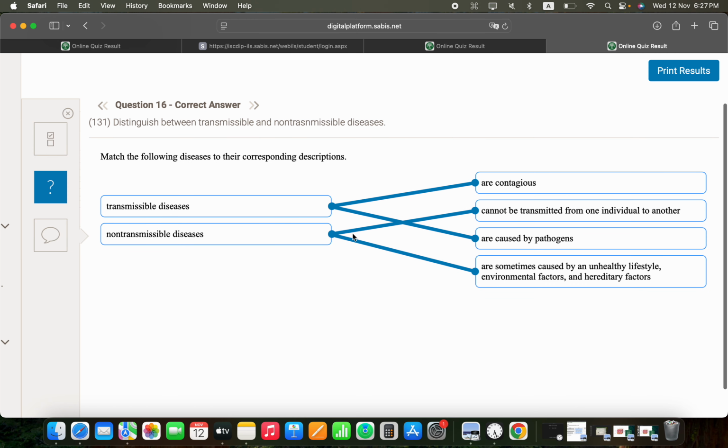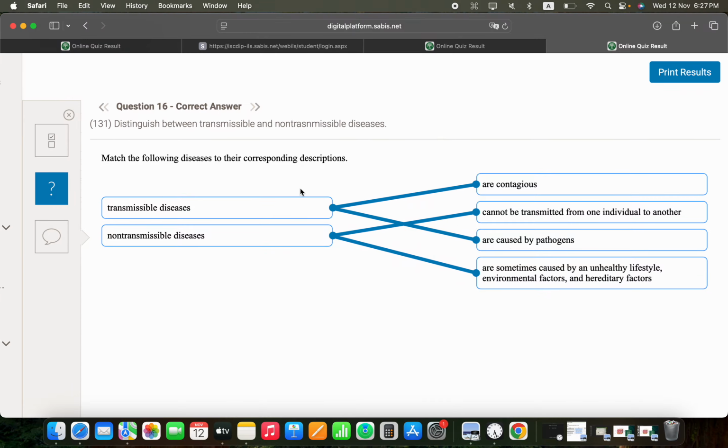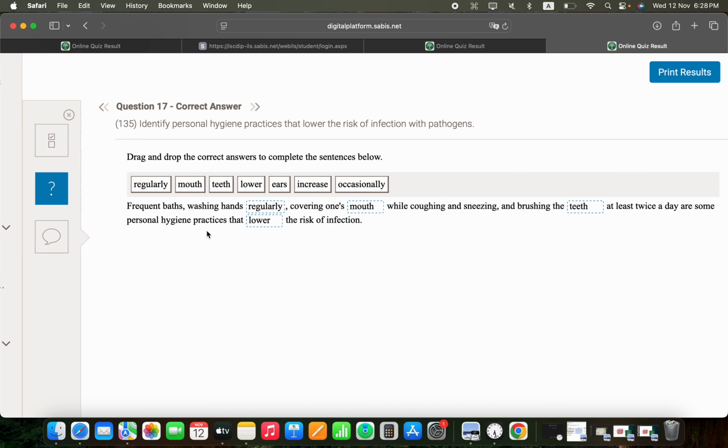This is quite straightforward. Non-transmissible diseases cannot be transmitted from one individual to another, and they're sometimes caused by an unhealthy lifestyle, environmental factors, and hereditary factors. Basically, it's like type 1 diabetes as well. You can't pass it on, but it could be genetic or it could be because of your own lifestyle. Transmissible diseases are caused by pathogens, and of course they are contagious because they can be passed on from one individual to another.